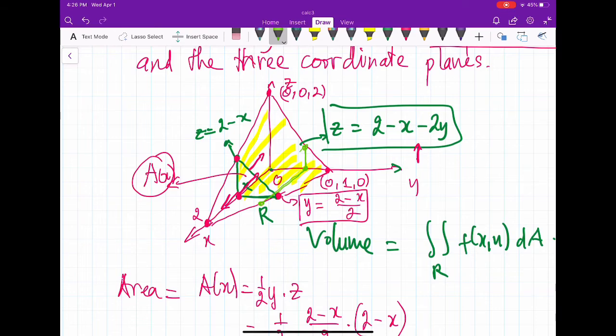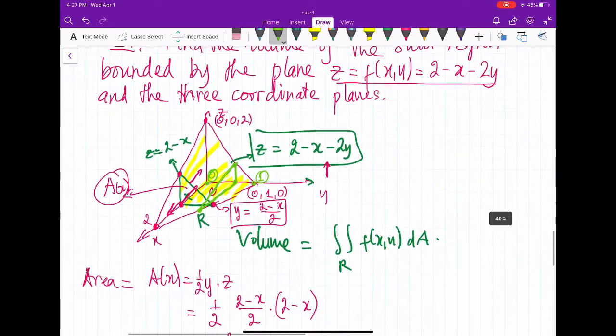So I have another triangle in here. Makes sense? And then I need to find the area of this triangle, and then I evaluate the integral with respect to y on the interval from 0 to 1. Make sense? Okay, let's go out in that direction.